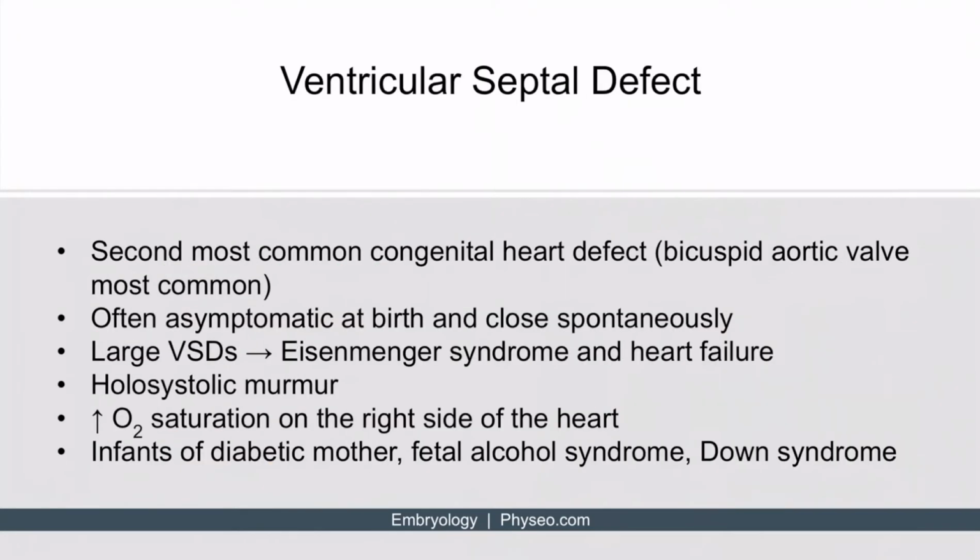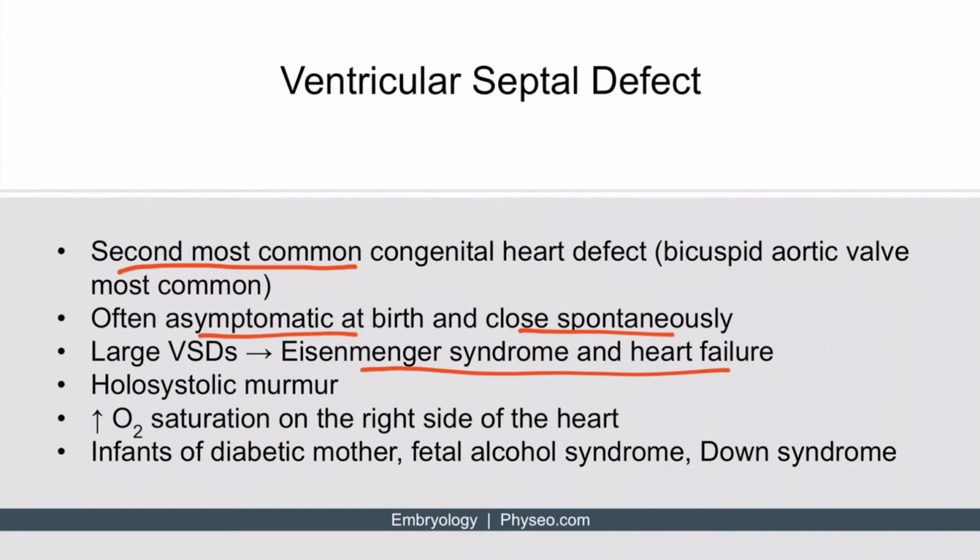Let's first talk about ventricular septal defects. Ventricular septal defects, or VSDs, are the second most common congenital heart defects. A bicuspid aortic valve is the only other congenital heart lesion that is more common. These are often asymptomatic at birth and close spontaneously. However, if the lesion is large enough, then it will rarely close and can create some major problems after birth, such as Eisenmenger syndrome and heart failure.